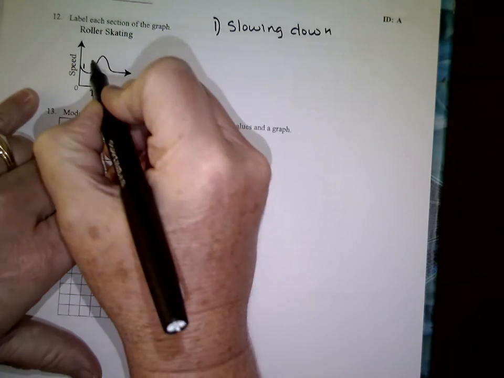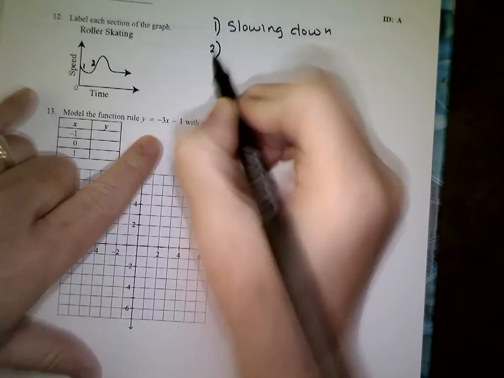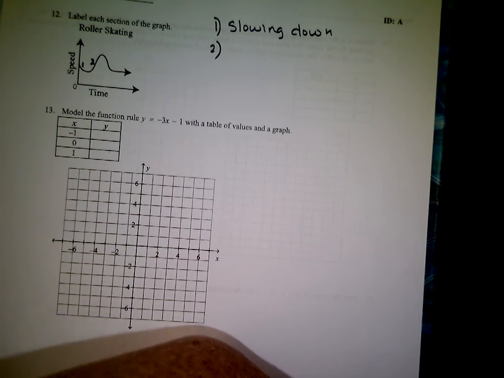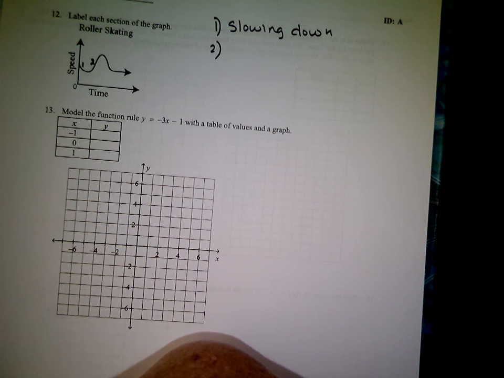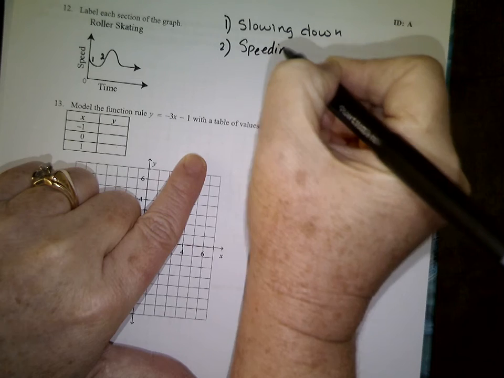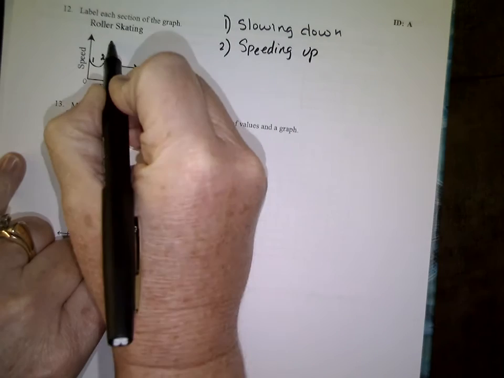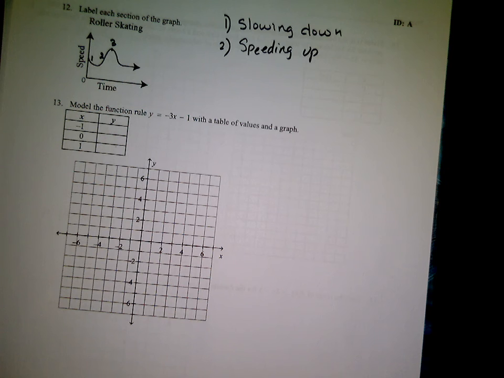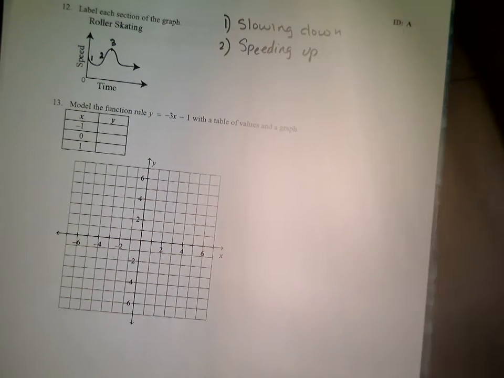Okay. This is section number 2. So let me call on somebody. Heath, in section number 2, describe what's happening. All right. Speeding up. Now, this part at the top is what I'm going to call number 3. And he's not sitting still. I don't want you to think that. I don't want you to think it's flat. Over here, it's going to be flat.